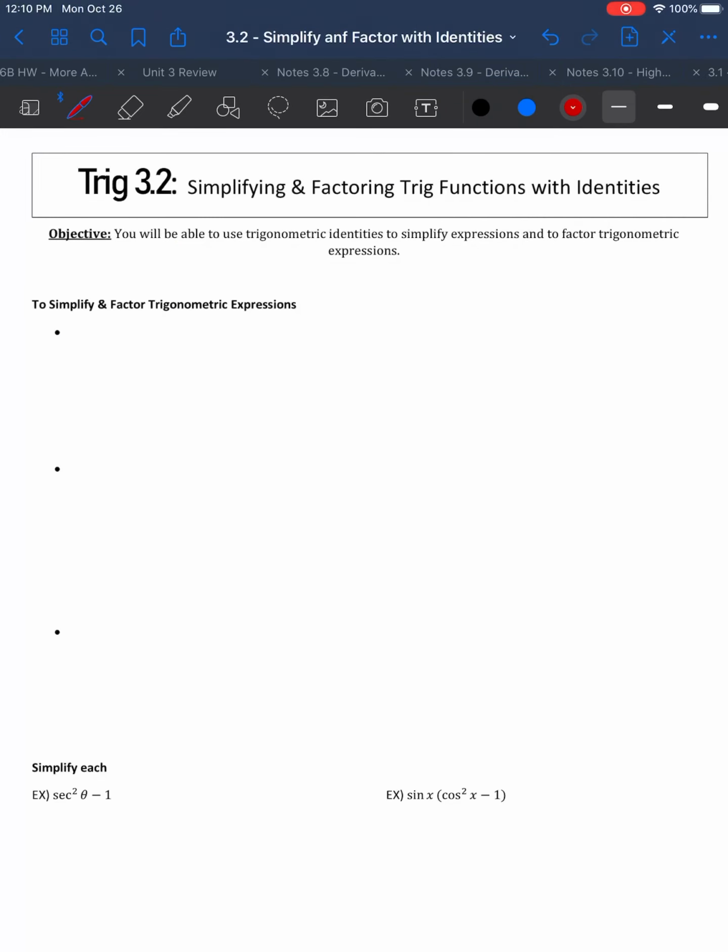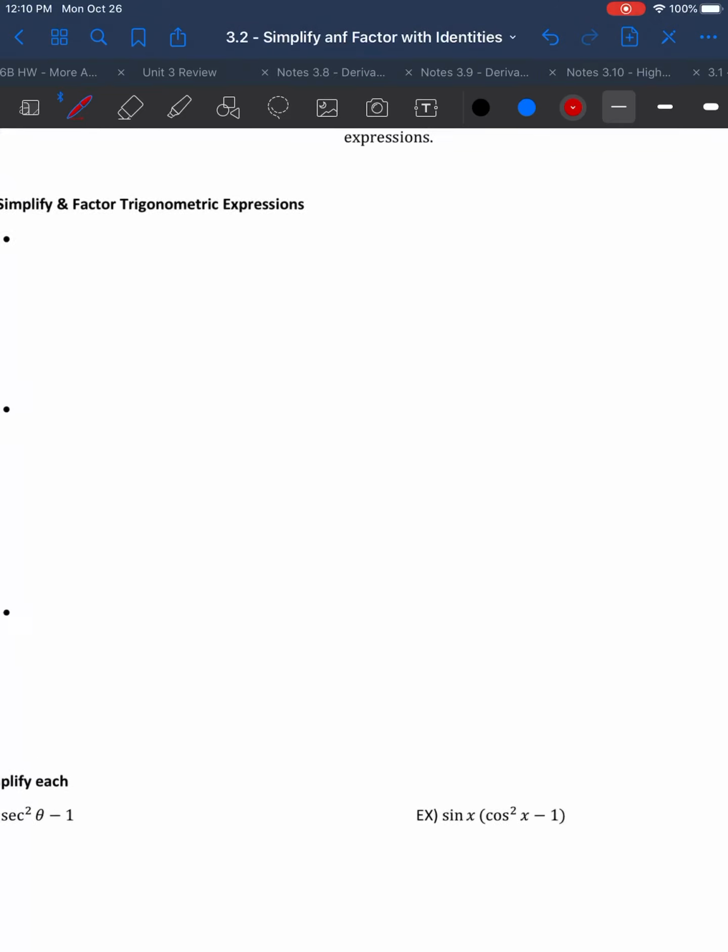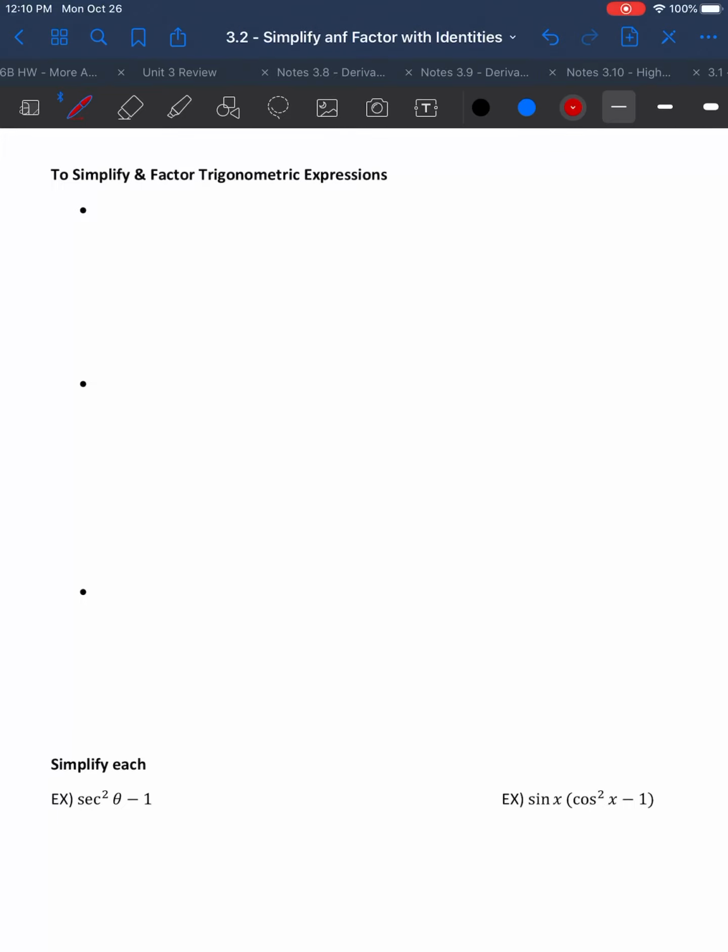Hey guys, today we are going to continue working with our identities, and this lesson's focus is going to be on simplifying and factoring. So the first video I'm going to focus on the simplifying. To simplify or rewrite, sometimes we're going to have to do both. To rewrite an expression, we will use identities.